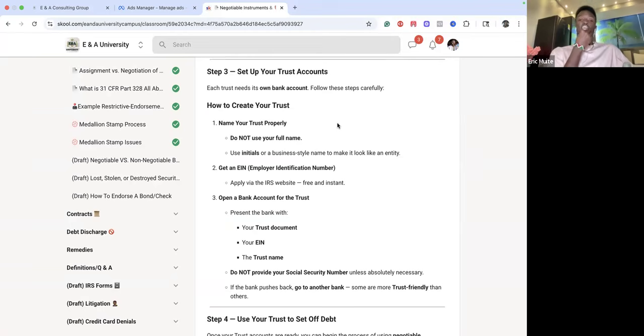For this particular situation, I recommend you create a trust in the form of a business name. You can leverage things such as initials, like I would do EM, or let's say, EM Accounts Trust. I'm just giving an example. I'm now creating a business name because if I use my name, it's easily identifiable, and you want to avoid making it easily identifiable.